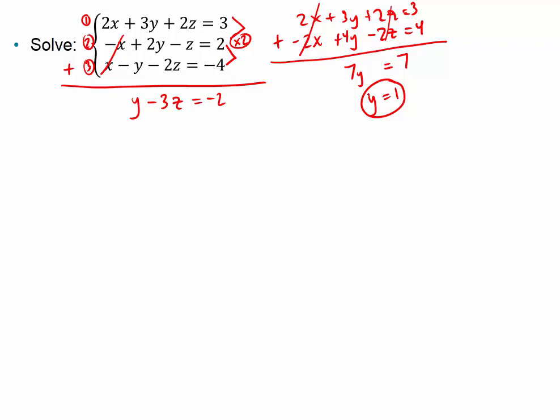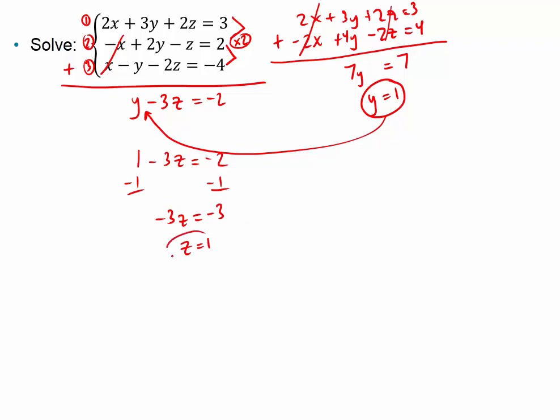So now, since we got y solved for, I'm going to plug y right over into there. So I'd have this statement: 1 minus 3z is equal to negative 2. All right, subtract 1 from each side. Negative 3z is equal to negative 3. So it looks like z is also going to be equal to 1.